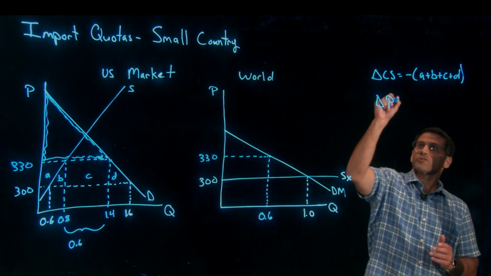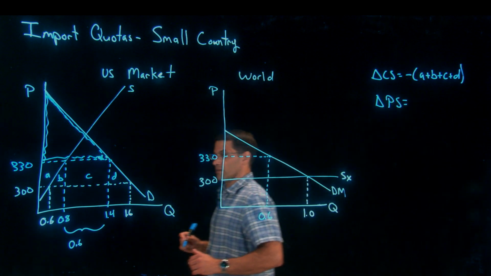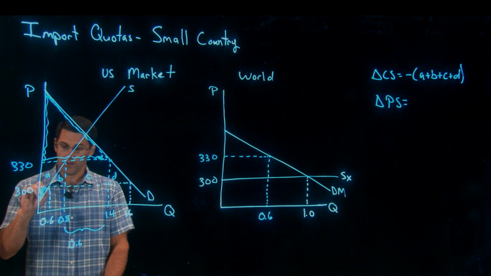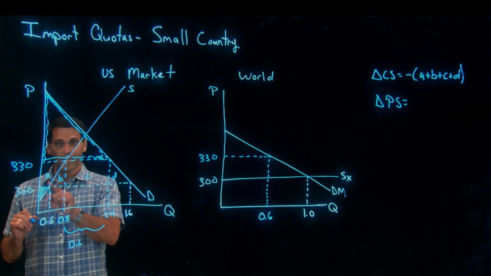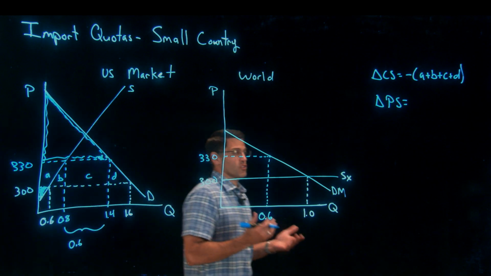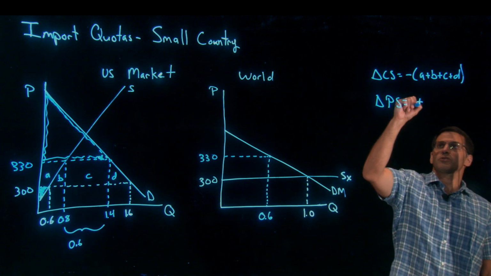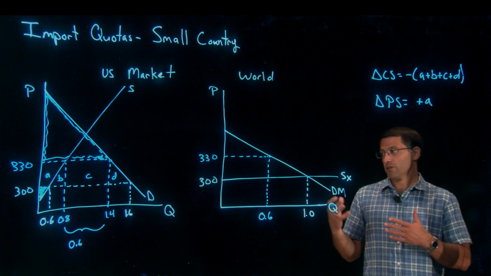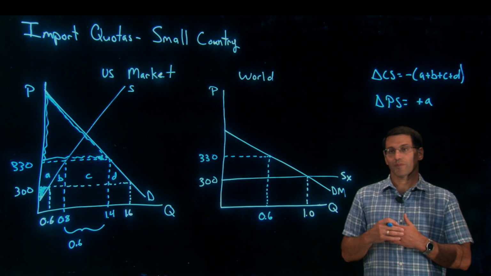What about our producers? Well, the change in producer surplus, right, is they go from having just this area of surplus, they now gain A. Right? So A is really just a transfer from consumers to producers. Again, exactly as we had with the tariff.